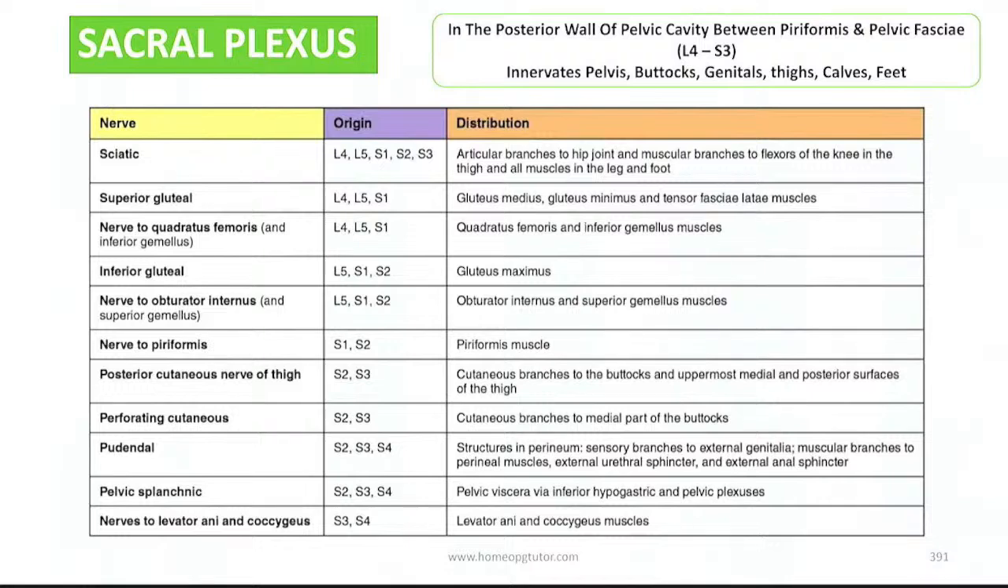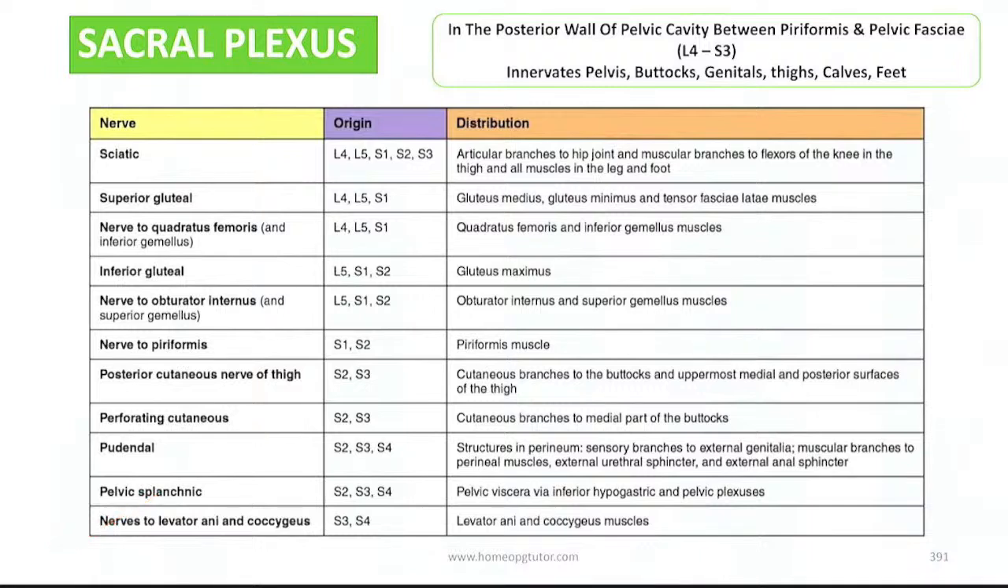Remember the pelvic splanchnic nerve, where did we study about that? We studied it when we were talking about craniosacral outflow in the parasympathetic nervous system. Okay, that is also given through the sacral plexus. Fine. And finally, we have the nerve to levator ani and coccygeus, that is also via the sacral plexus.